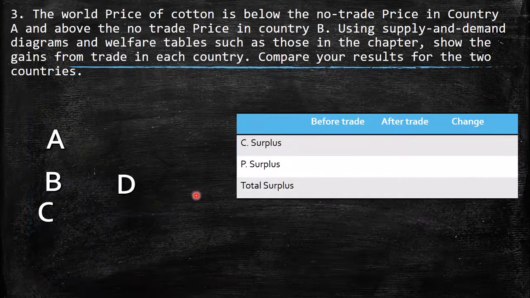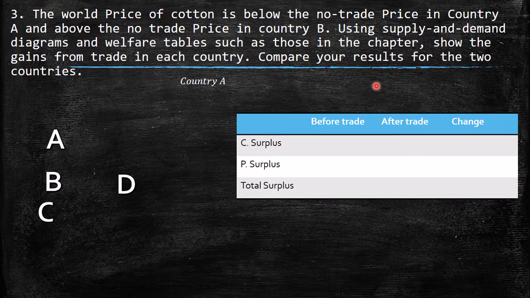Okay, 3.3: the world price of cotton is below the no-trade price in country A and above the no-trade price in country B. Okay, so naturally we figure out fast here that because the world price is below, it means importers, and the other one is above, it means exporters. So A is going to be the importer and B is going to be the exporter. Using supply and demand diagrams and welfare tables such as those in the chapter, show the gains from trade in each country. Compare your results from the two countries.